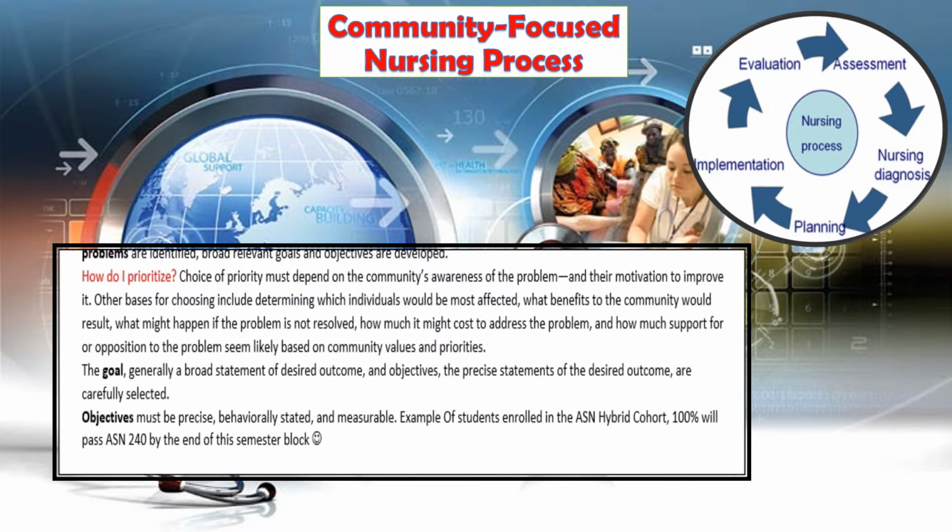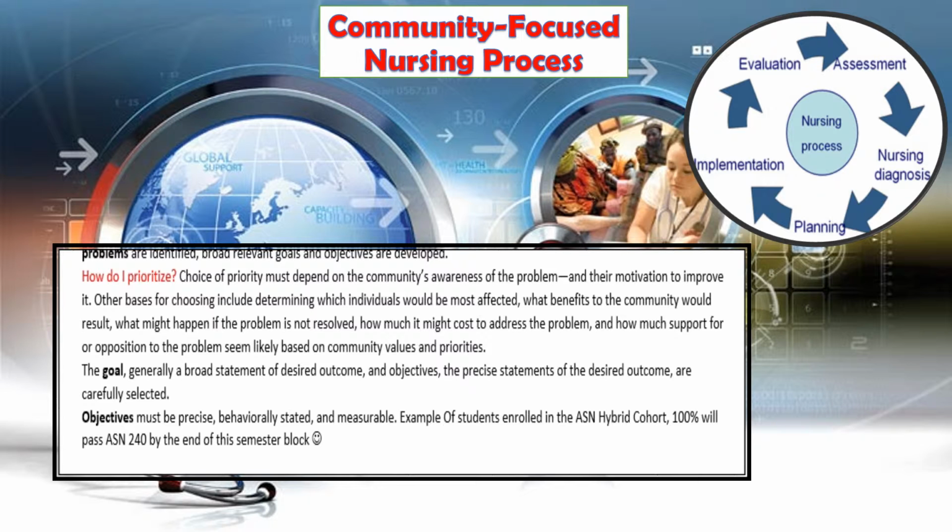How do I prioritize? Okay, the choice of priority must depend on the community's awareness of the problem, which is a little bit different here, and their motivation to improve it. So you're going to prioritize based on how well we are going to make changes on this. Other bases for choosing include determining which individuals would be most affected.